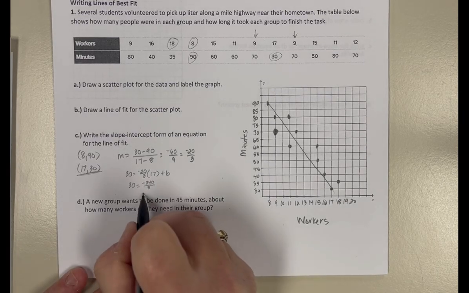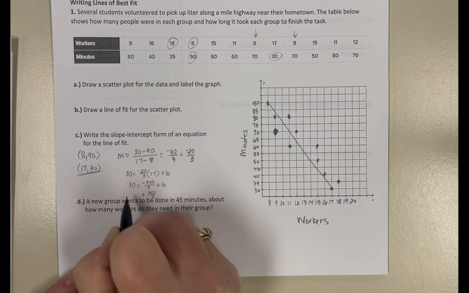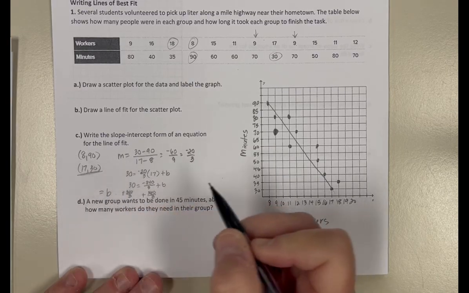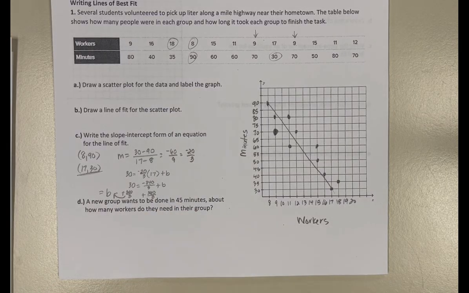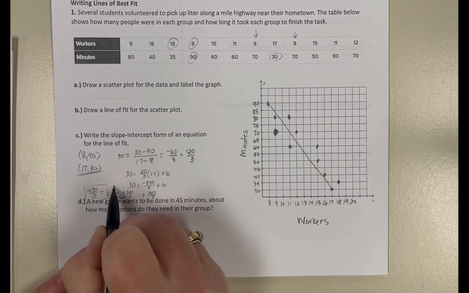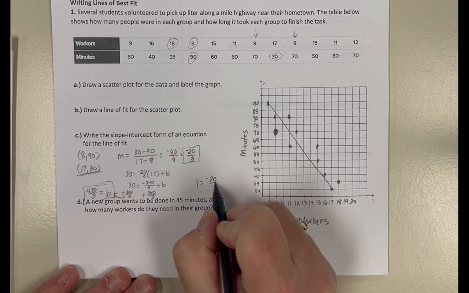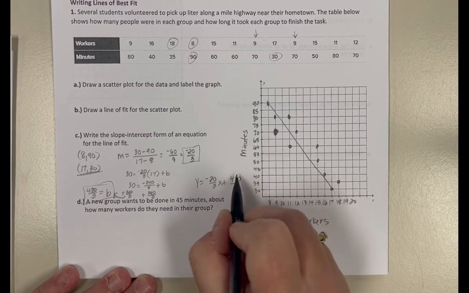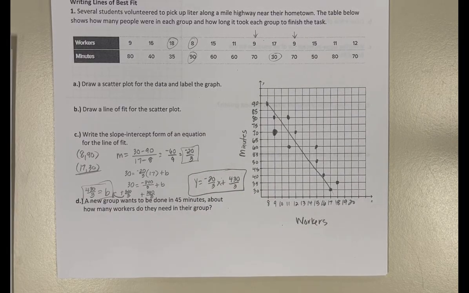So then we need to add 340 thirds. And what does B equal? Wait, let me get to that. 430 over 3. 430 divided by 3. So I have my B and we have our M. We can write out our answer. Y equals negative 20 thirds X plus 430 thirds. Does it say to put it in standard form? No, so we're done. There's our equation of our line.